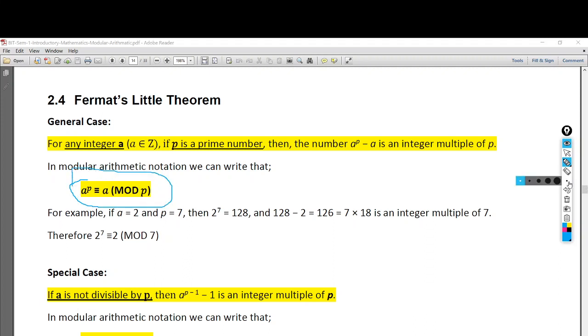So that you can use without any proof, because it's a theorem, just like you use the Pythagoras theorem, etc. But the only thing is, this is applicable only when the mod is a prime number. Only for a prime number modulus is this theorem going to work. Okay, so that is something you have to remember.